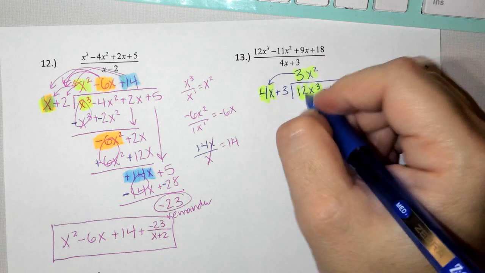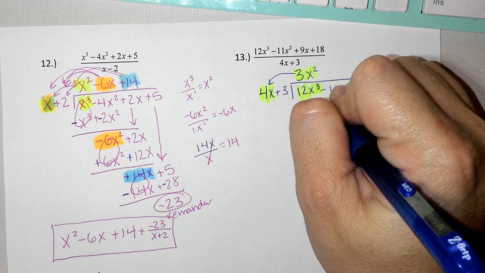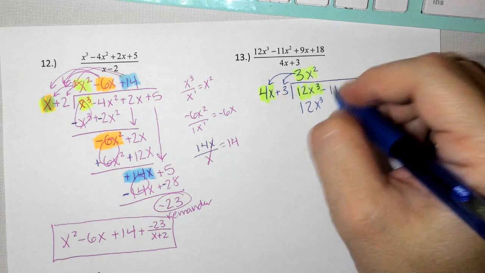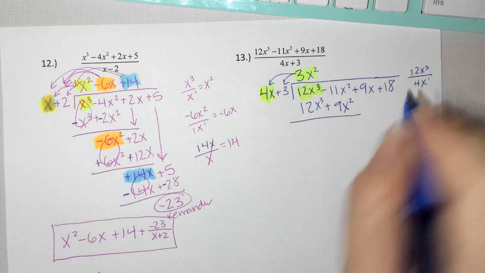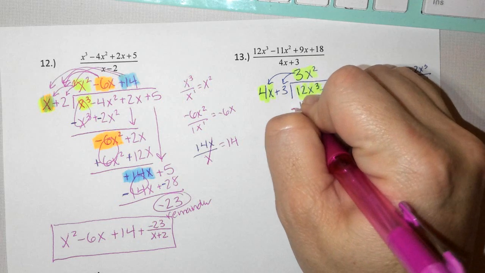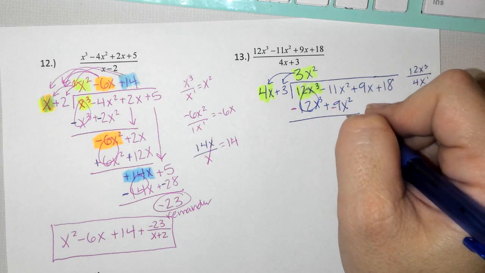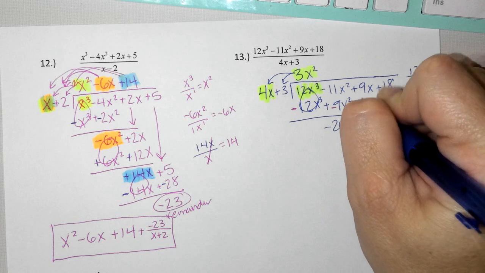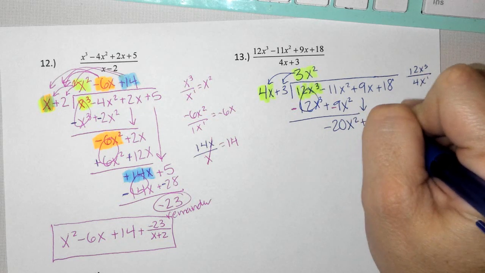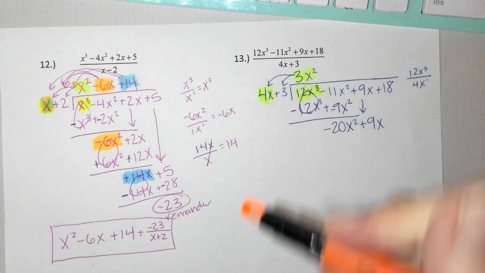So multiply 3x squared times 4x. Well, 3 times 4 is 12. x squared times x is x cubed. 3x times 3 is 9x squared. But we're subtracting, so we're going to do opposite, opposite. 12x cubed minus 12x cubed is 0. Negative 11x squared minus 9x squared is going to be negative 20x squared. Bring down my plus 9x. And now I'm paying attention to this term.